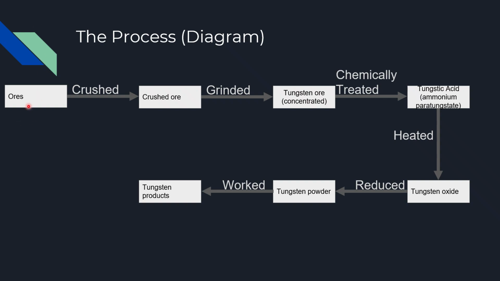Here you can see your ores being crushed in a crusher into your crushed ore, which is further ground into a tungsten ore which is concentrated. Then it is chemically treated to become tungstic acid, or ammonium tungstate, which is then heated to form tungsten oxide, which is reduced in the hydrogen reduction furnace, as mentioned earlier, into tungsten powder, which is then worked in the ways previously stated to create tungsten products.